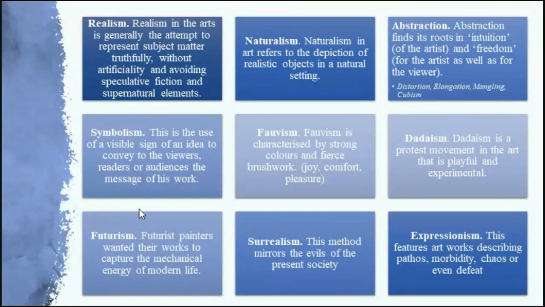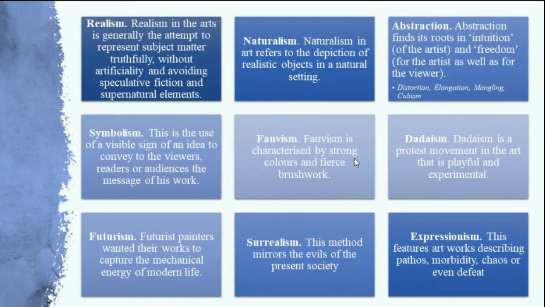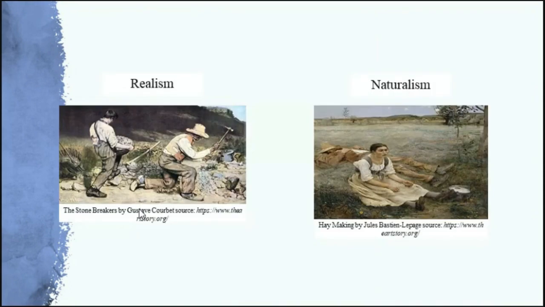Kung ikukumpara naman natin sa naturalism, the art here is the depiction of realistic objects in a natural setting. Therefore, they are naturalizing their subject para makita ng audience in a natural setting. Ito yung possible na idealized form natin ng isang bagay. Halimbawa ng isang society. So, si realism, yan yung true na form of art wherein nagbe-base siya sa reality, and naturalism naman ay sa ideals. We have here the example for realism and naturalism.